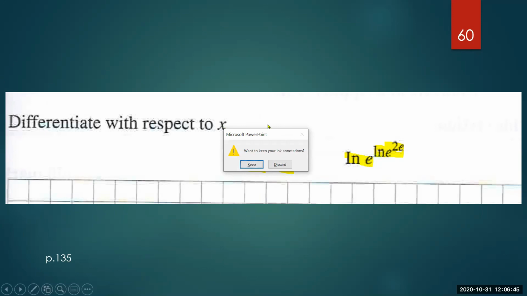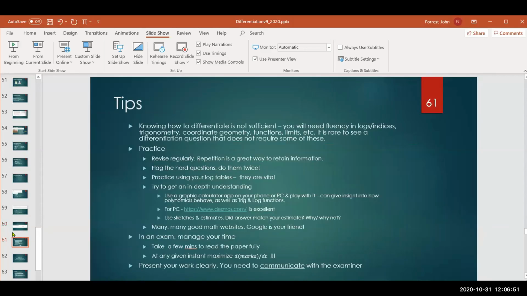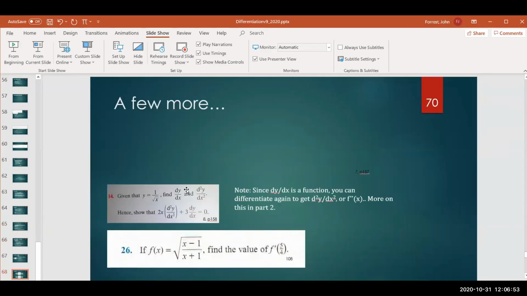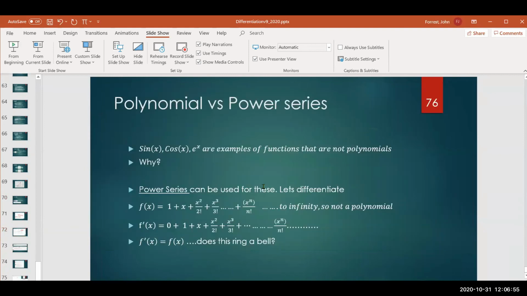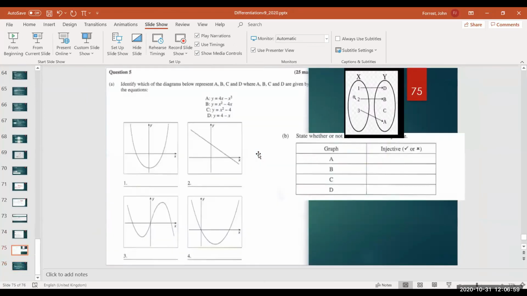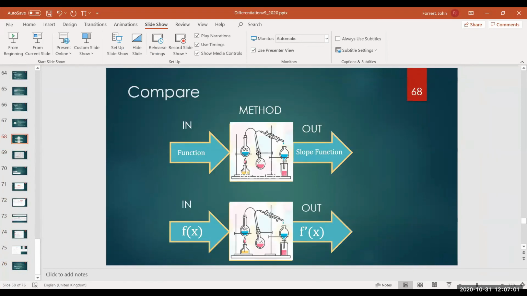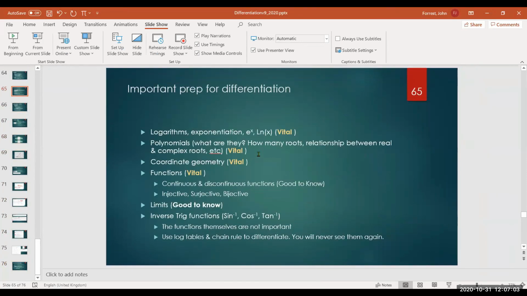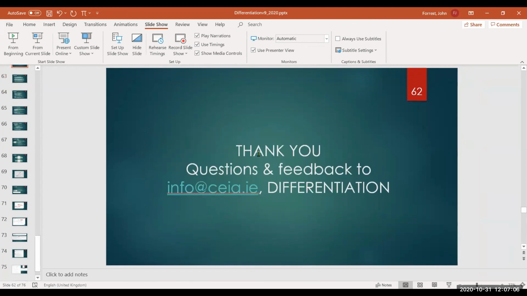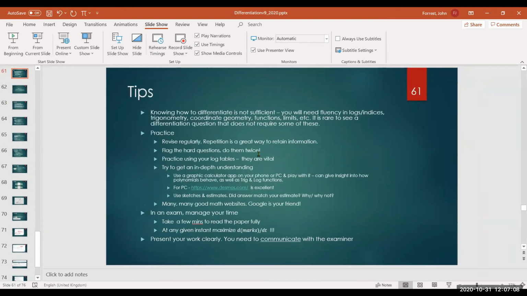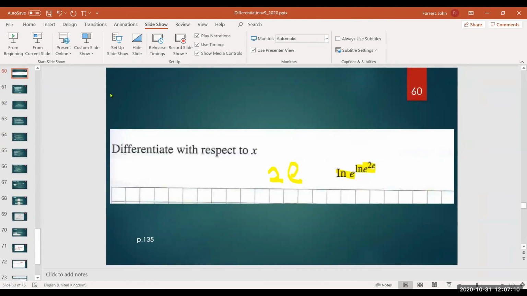Oh, I've done this again. Oh, sorry about this. This machine has been fighting me all day. I think, in fact, that we have reached the end. Yes, I just have one more slide.